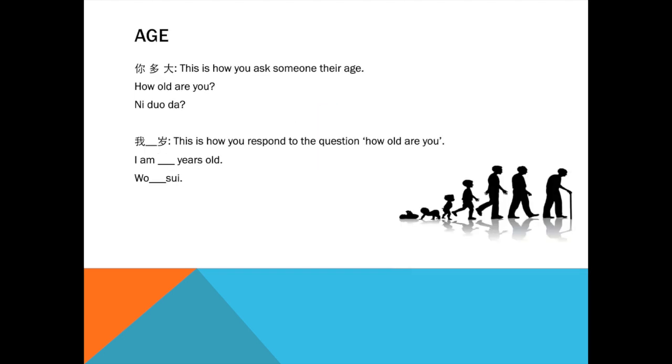Okay, so next we're going to be moving on to the topic age. To ask someone's age, you would say 你多大? Again, repeat after me. 你多大? How old are you? Try saying 你多大 5 times. And if you need to, pause the video and practice more.